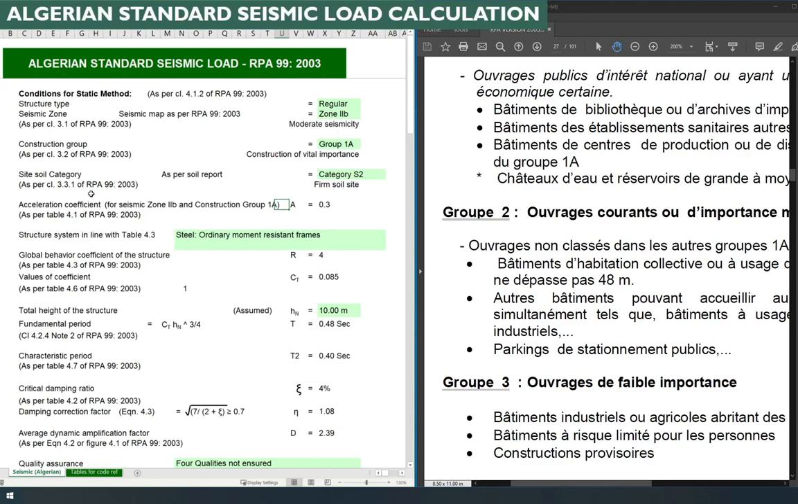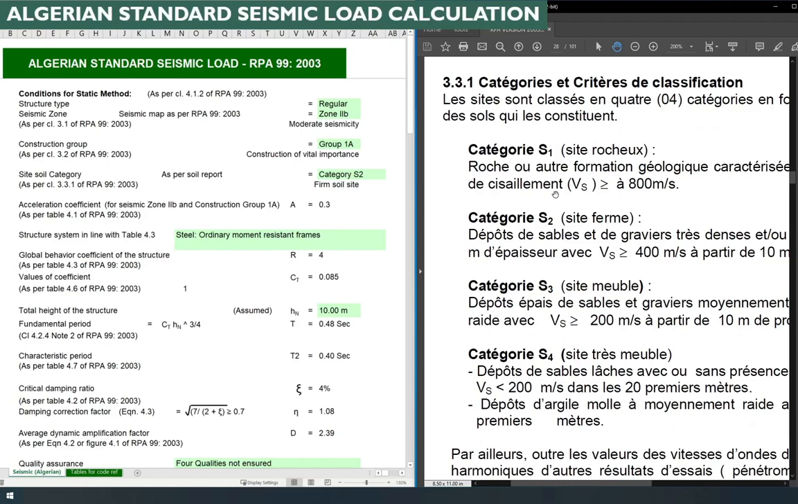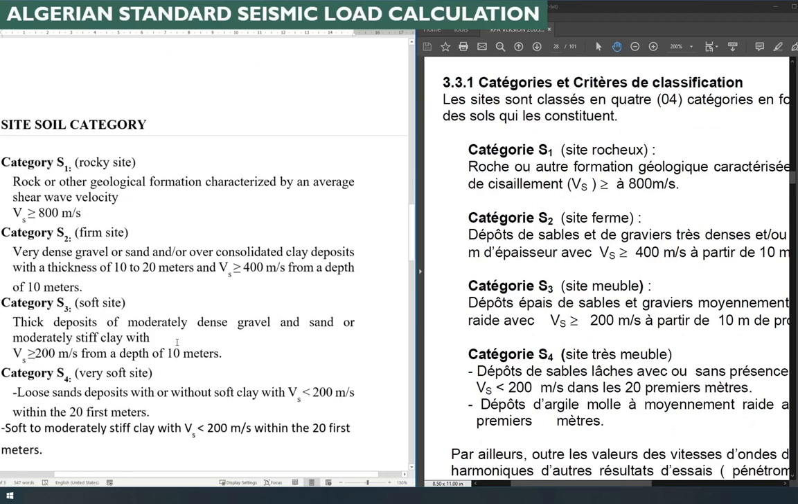Next one is site soil category. Generally, this soil investigation, geotechnical investigation, shall be done in many of the projects. So this site soil category information we can get from the soil report. The classification, if you see, should be as per clause 3.3.1 of RPA. In the right hand side you can see the French version as per the code. In the left hand side you can see the English version.